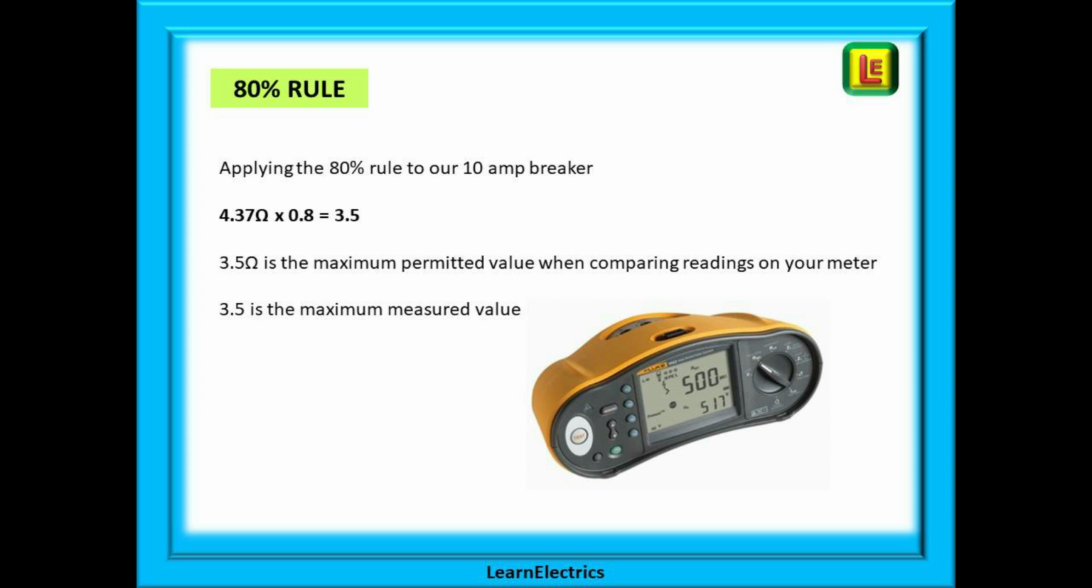3.5 ohms is the maximum permitted measured value for this particular breaker. If the test meter shows over 3.5 ohms, then that is a fail. If the reading was equal to or below 3.5 ohms, that is a pass.